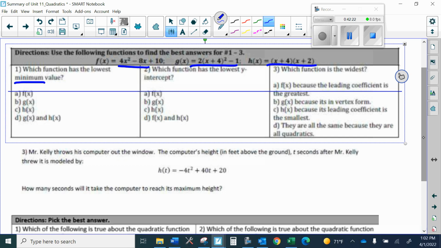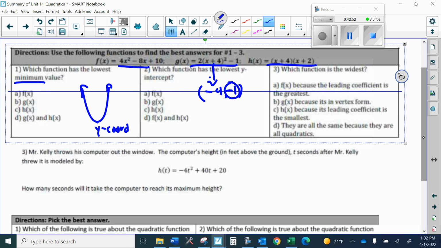Okay, the minimum value means it's going to be a parabola that opens up. And we want that y-coordinate. Remember, the y-coordinate is the one we're looking for. That's the minimum value, the y-coordinate of the vertex. So this one is already in vertex form. We can see that right there. So it's going to be the opposite, -4, and -1. So what's the y value? -1 for that one. These other 2, we have to find the vertex.